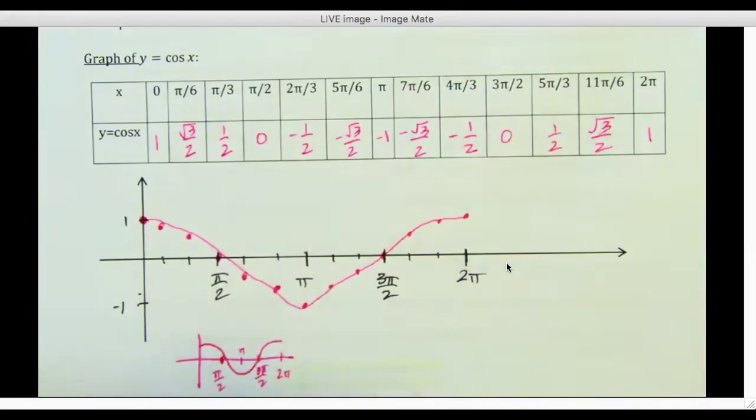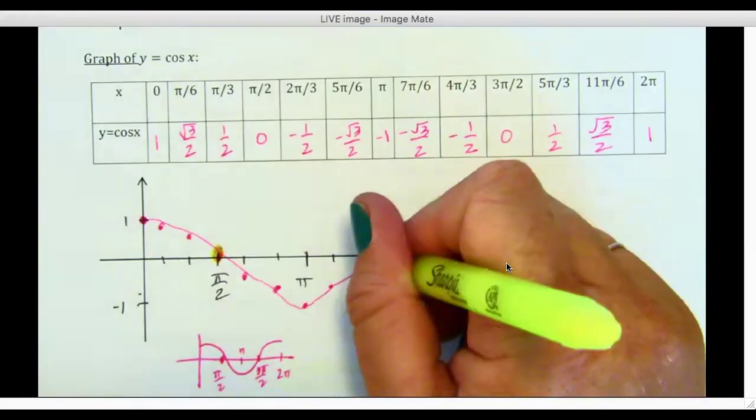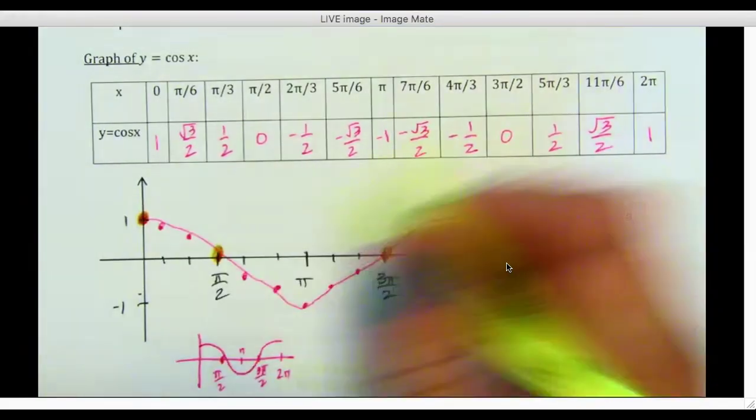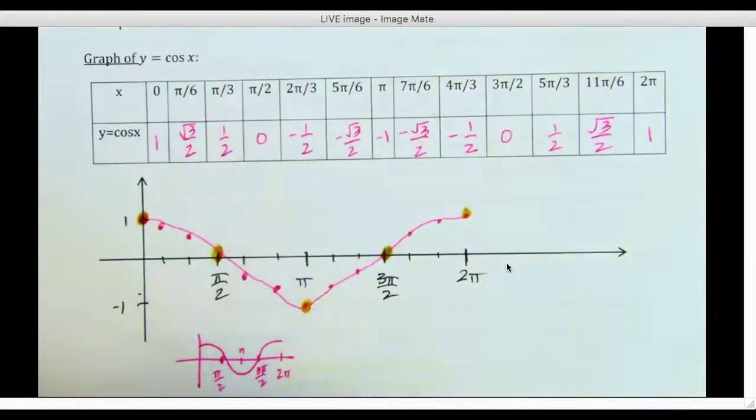All right, so that's what the cosine graph looks like. And it is 0 at its first and third quarter points right here. And then it starts up at 1 at its maximum. And then halfway through, it hits its minimum at -1.